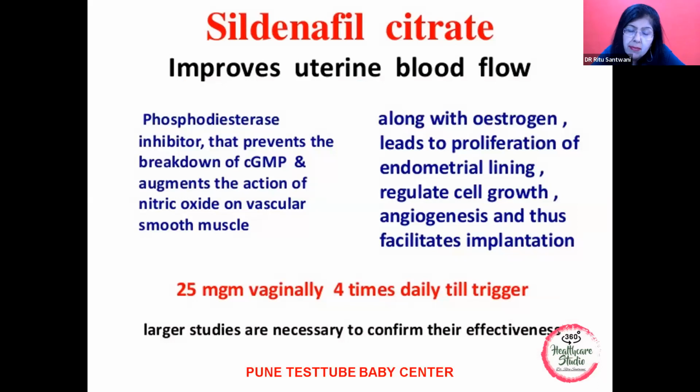Now coming to a very commonly used drug, as we all know, before all these, we all are using sildenafil. The studies have shown it improves uterine blood flow. It is a phosphodiesterase inhibitor that prevents the breakdown of cyclic GMP and augments the action of nitric oxide on vascular smooth muscle, and along with estrogen, leads to proliferation of the endometrial lining, regulates cell growth and angiogenesis, and thus facilitates implantation. The dose recommended is 25 mg vaginally 4 times a day till the trigger. But in my practice, I am using up to TDS, not QID, because patients complain a lot of headache, even though I give it vaginally.